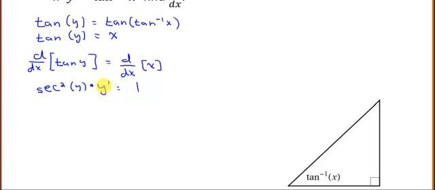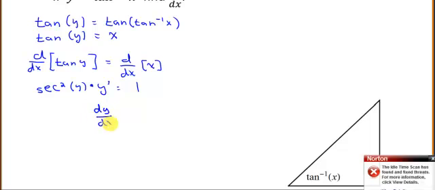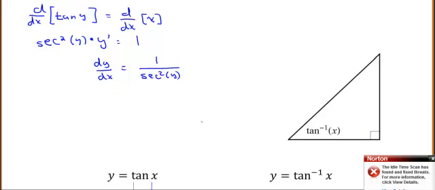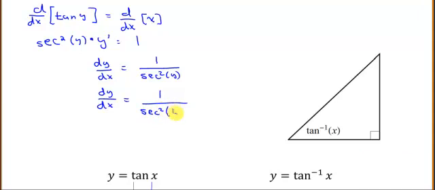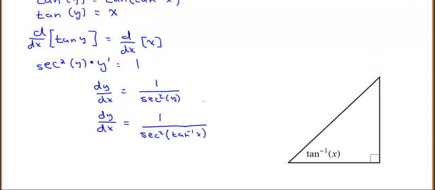So we're asked to find dy dx, so I'm going to write the derivative of y as dy dx is equal to 1 over the secant squared of y, and that is dy dx is equal to 1 over, well, let's see, the secant squared of y, where y was the tan inverse of x. So we have that. Now we just need to rectify this situation. What is the secant squared of the tan inverse of x?